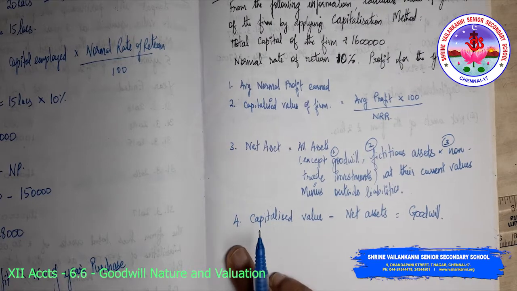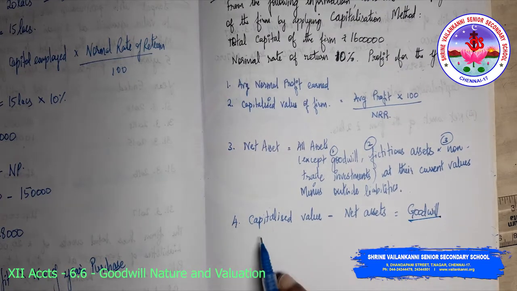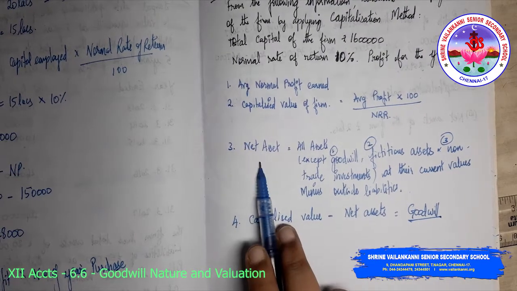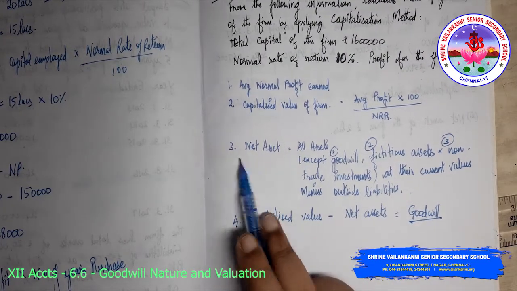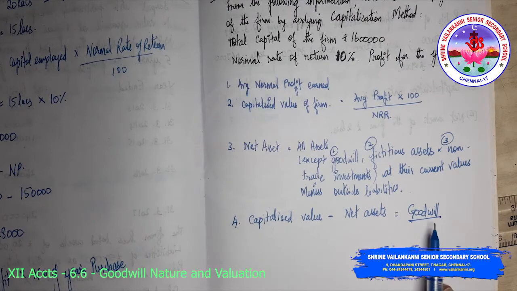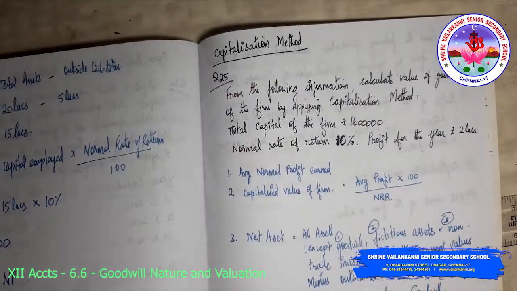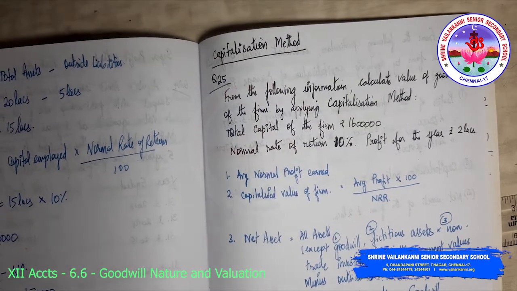Then last step, how to arrive at goodwill. Capitalized value that is found in the second step minus net assets that is found in the third step. If you do this, you will be getting goodwill. So I'll just read the problem and start doing the question so that you can understand better.